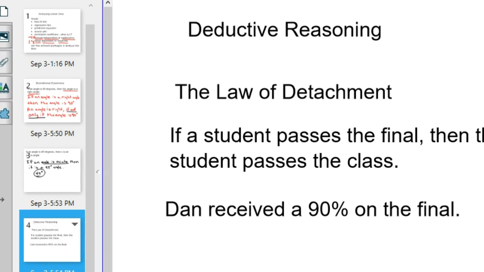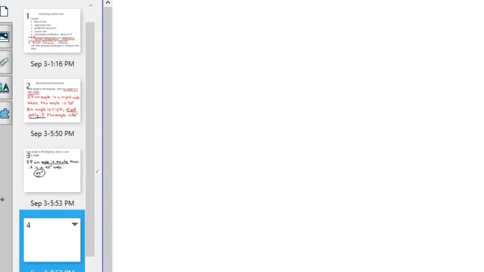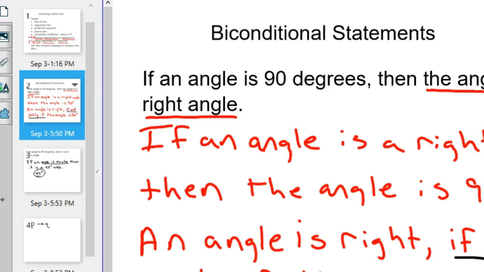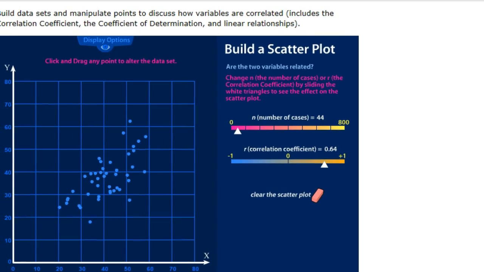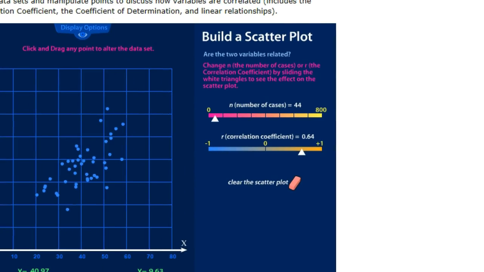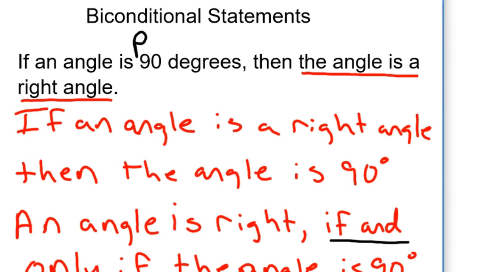Basically that's what you're going to say on your geometry assignment. Symbolically, an if-then statement typically looks like this: P then Q. Mathematicians like to put it in these types of symbols. So for the statement back here, the hypothesis, an angle is a 90-degree angle, is P. The angle is a right angle would be the Q.